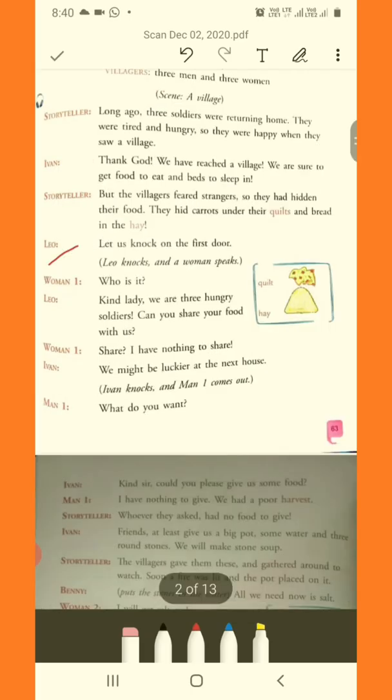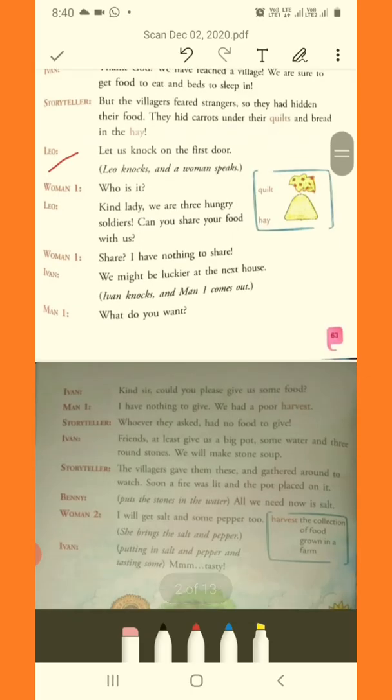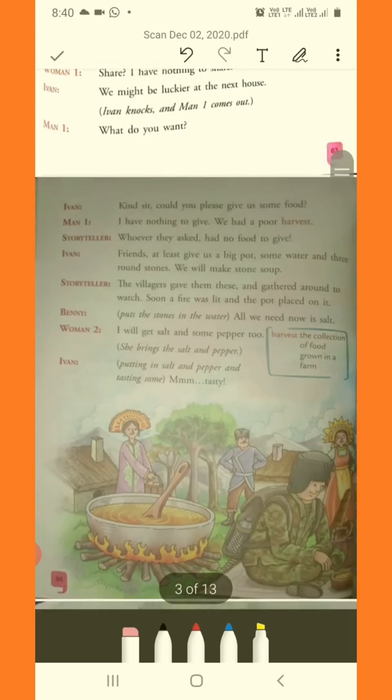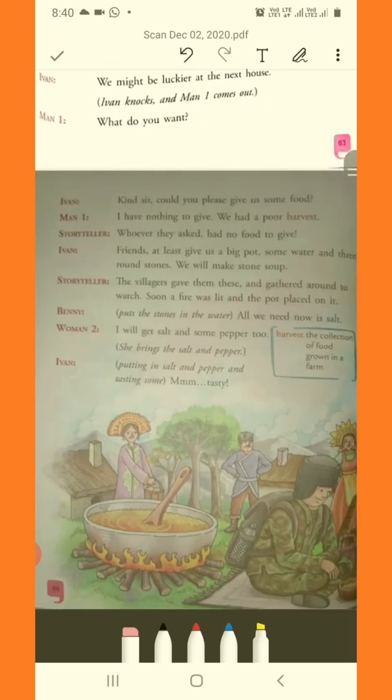What does he have to say? What do you want? he says. Ivan says, kind sir, could you please give us some food? Now man one says, I have nothing to give. We had a poor harvest.